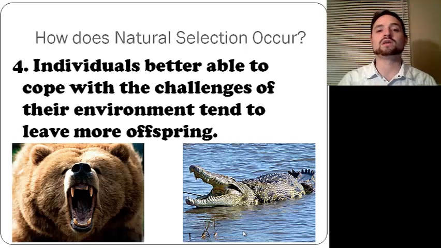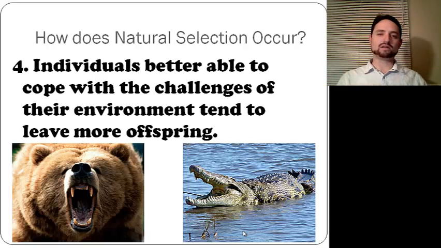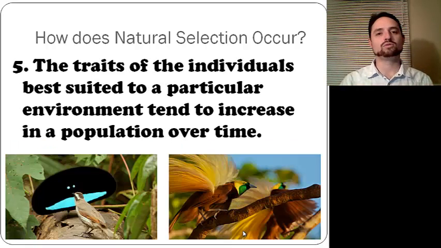The fourth here is that individuals better able to cope with the challenges of their environment tend to leave more offspring. So those individuals that are better at surviving, those individuals that are healthier, those individuals that are better at finding food, better at evading predators, better at finding water, whatever it may be, they are going to reproduce more offspring than those that are weak or feeble or barely surviving. So if you have the adaptations that really help you survive, then you are more likely to reproduce more offspring.